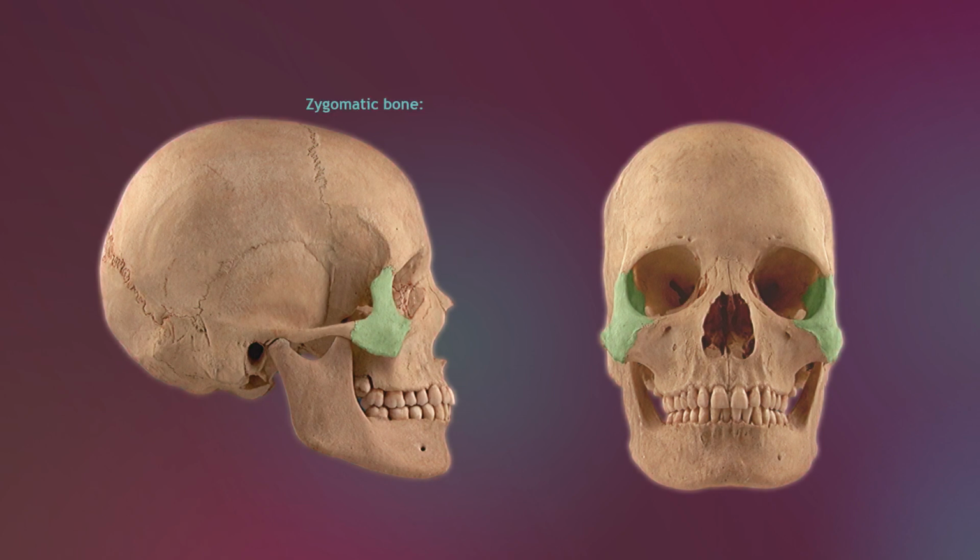On the zygomatic bone, we want to recognize the temporal process, which is the posterior projection that forms part of the zygomatic arch, and the frontal process, which is the superior projection that forms part of the lateral rim of the orbit. On the sphenoid bone, we should recognize the greater wing. As its name indicates, this is a large wing-like area that forms part of the lateral wall of the cranium.